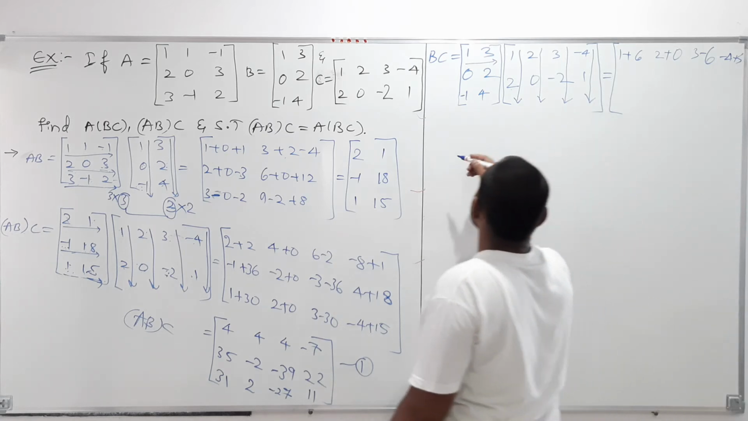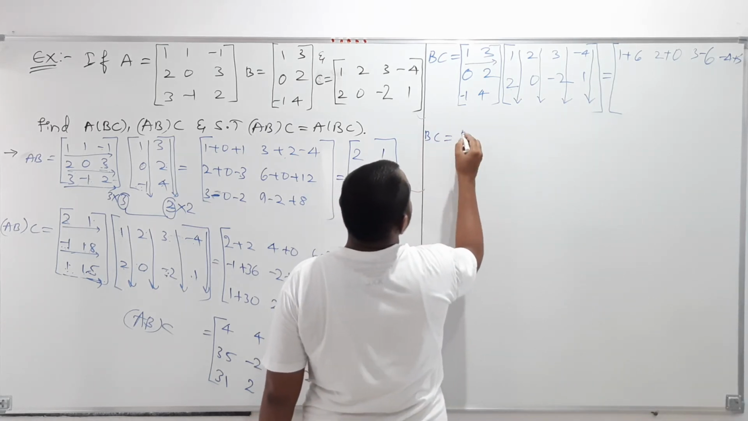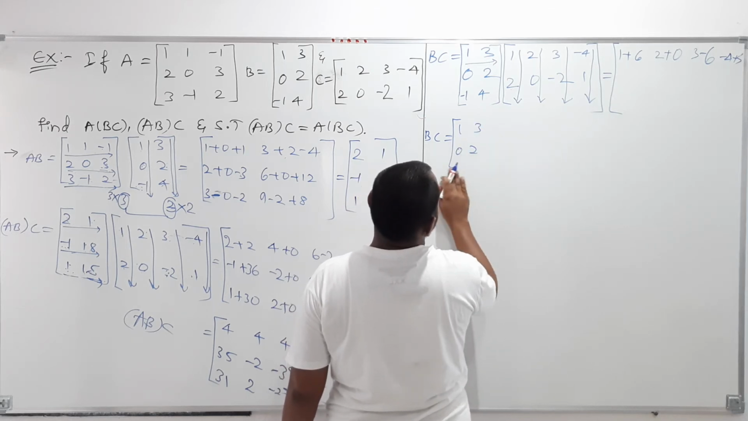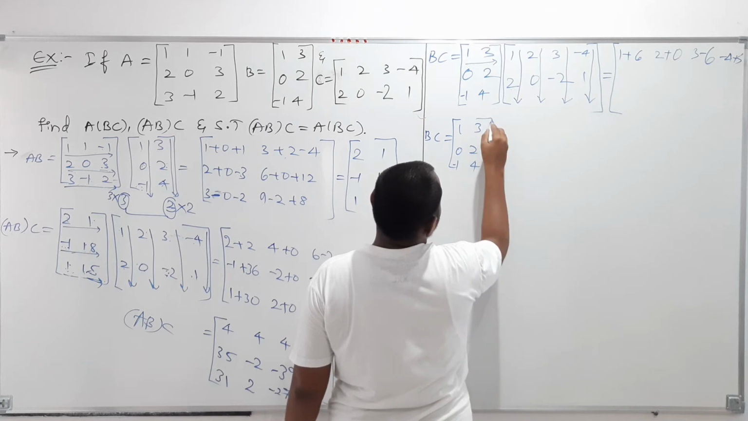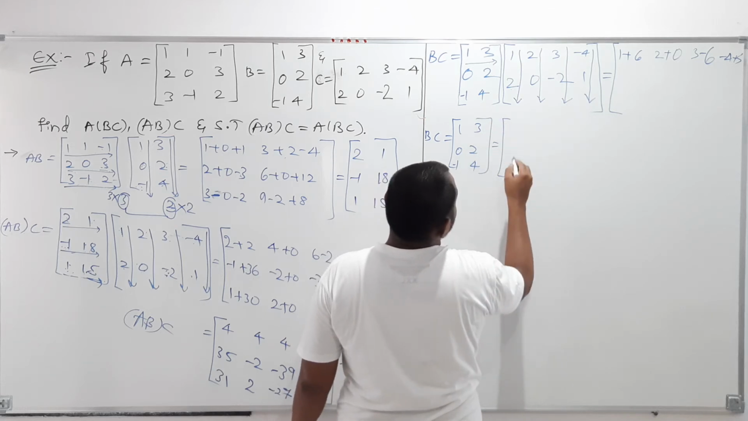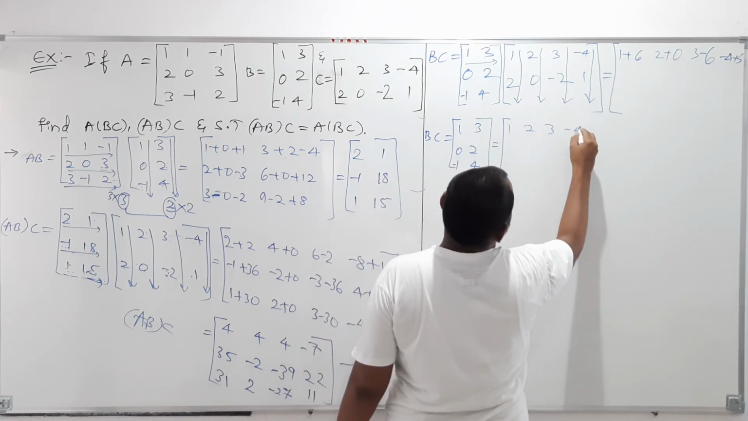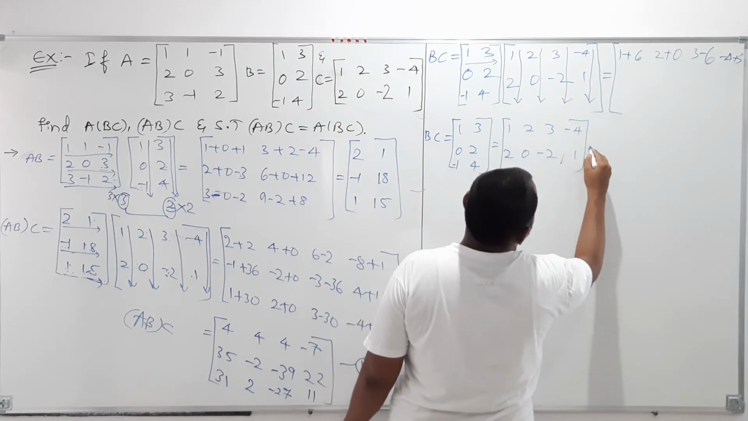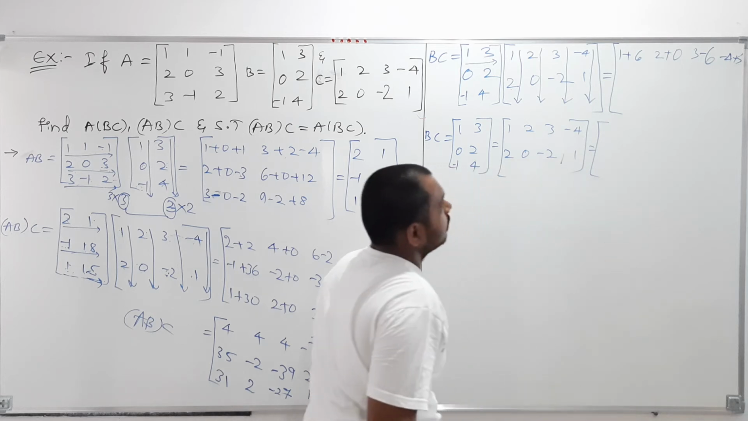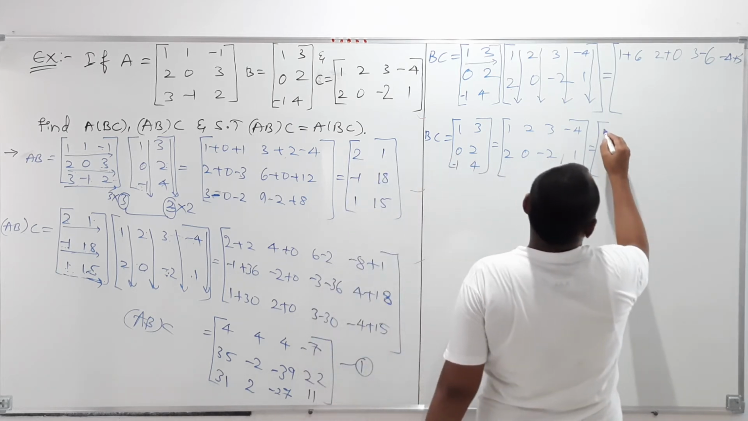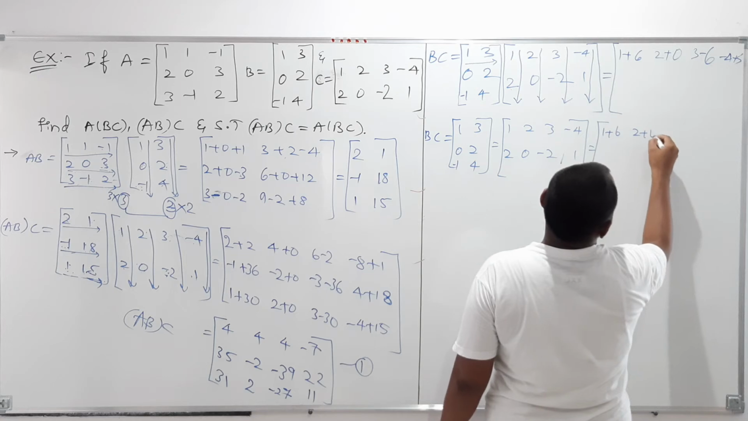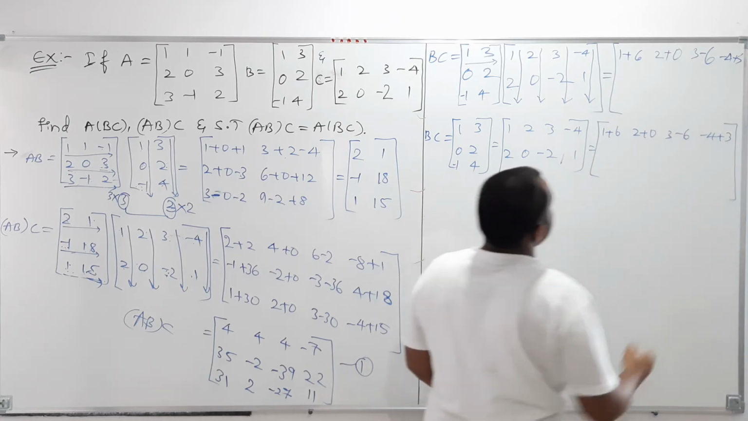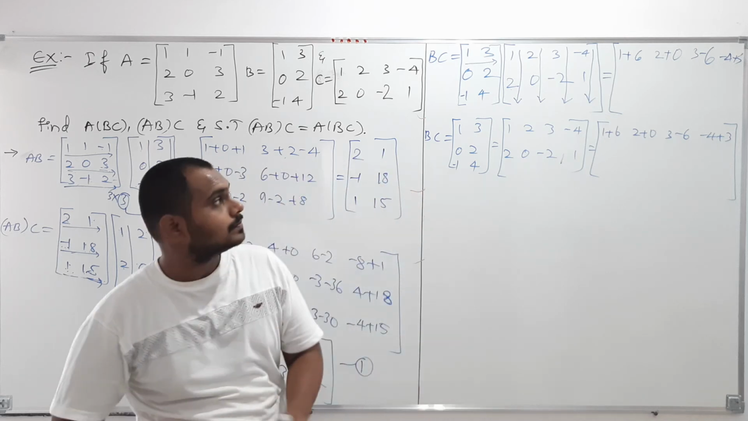I think I'll write here only because there is no proper space. So 1 3 0 2 minus 1 4 is equal to 1 2 3 minus 4 2 0 minus 2 1. So this is equal to 1 plus 6, 2 plus 0, 3 minus 6, minus 4 plus 3. Clear?